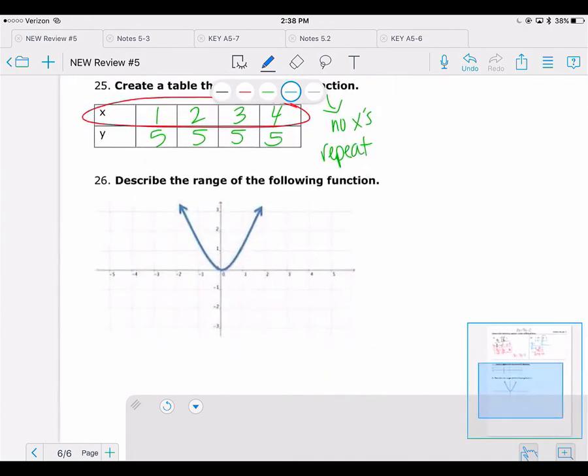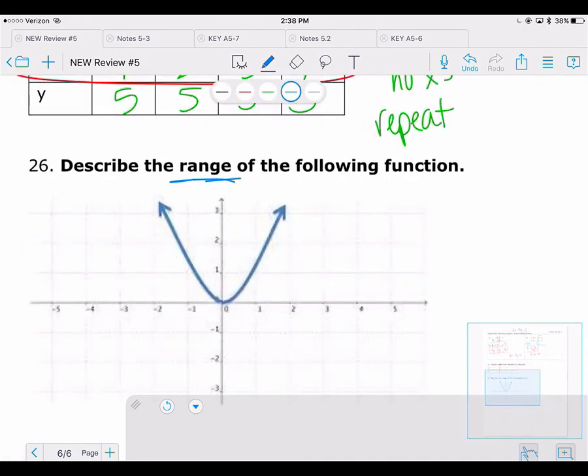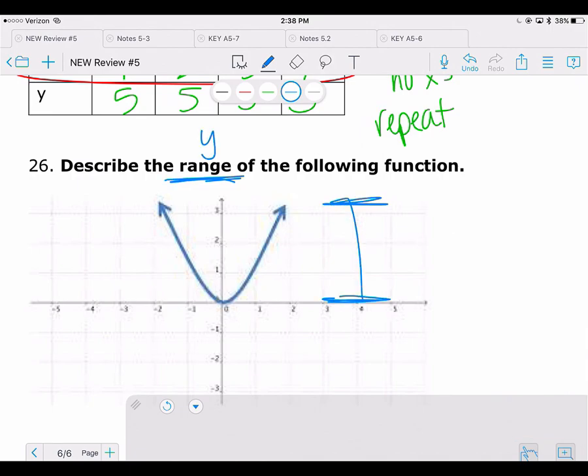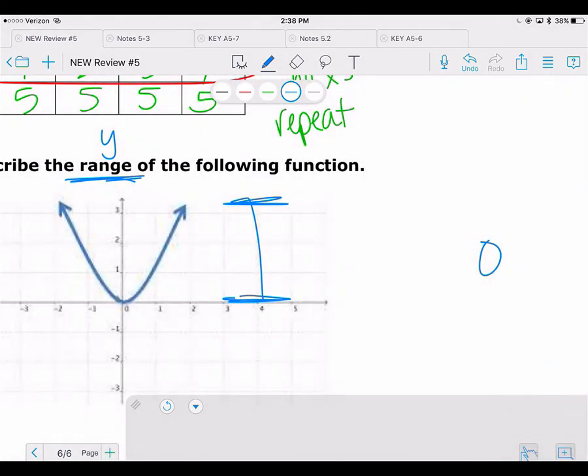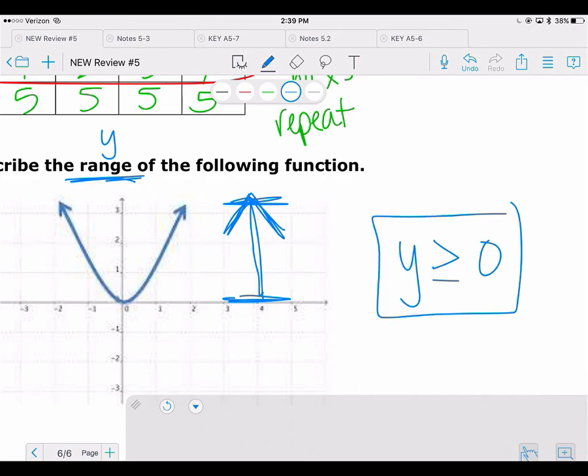My range for problem 26: range covers y's. So bottom to top. My bottom starts down at 0, and then it just keeps going. So instead of having a ceiling, it's just going to keep going. If my y's are going up and never stopping, as we go up on the y's, my y's get bigger than 0. It could also equal 0 because there is a value when y is at 0.